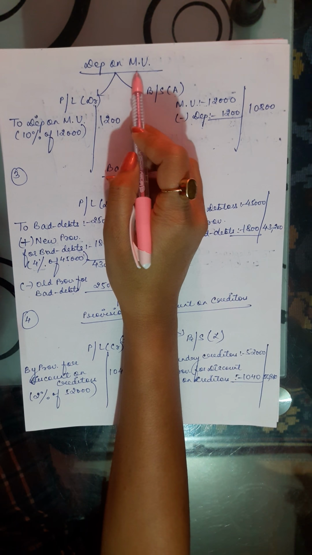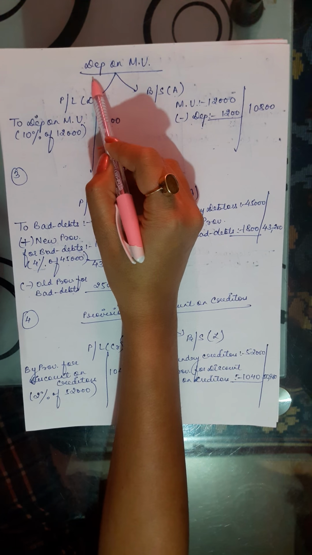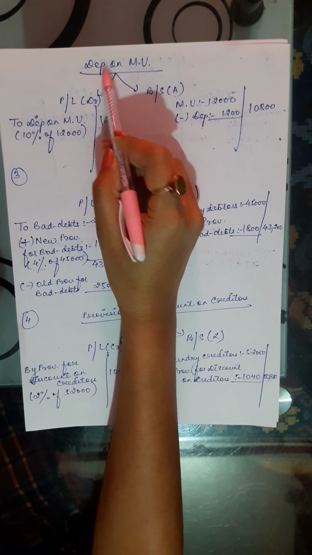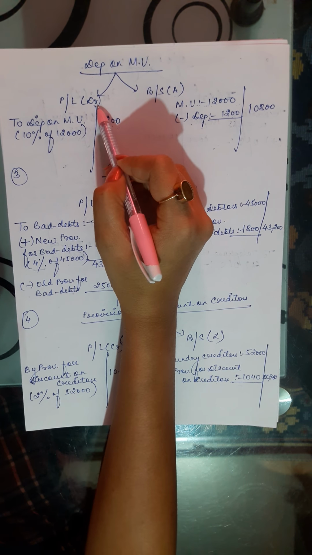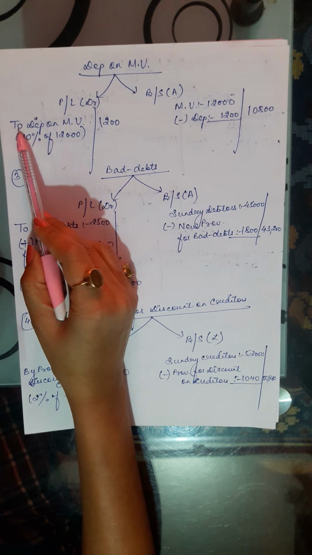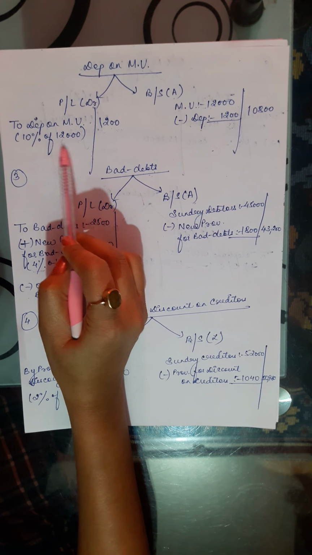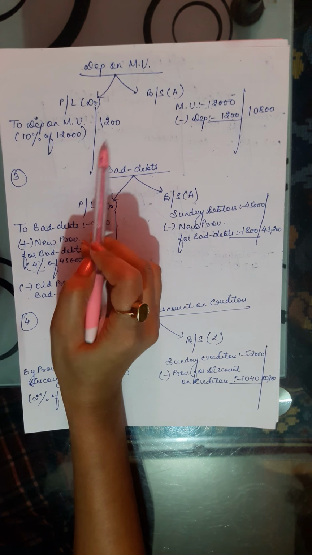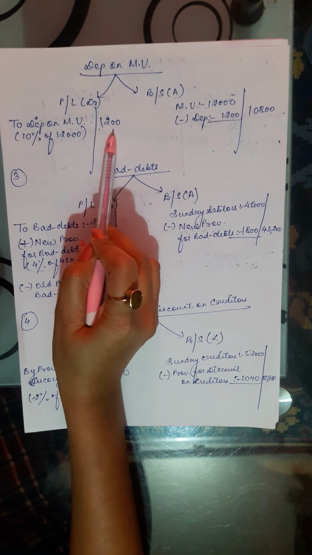we have to charge depreciation on motor van. Motor van again depreciation is there, so depreciation is the form of loss. Losses are always recorded on the profit and loss debit side. So how are we going to record? To depreciation on motor van, 10% of 12,000, that is the value of motor van. It will be 1,200, which will be recorded in the outer column.